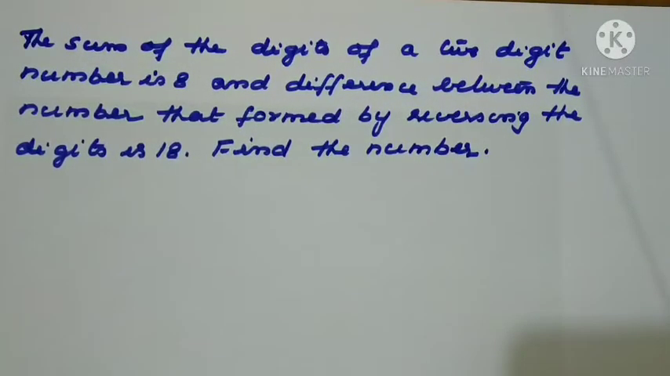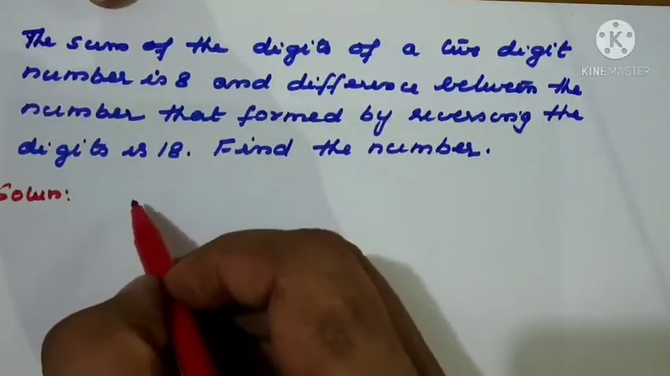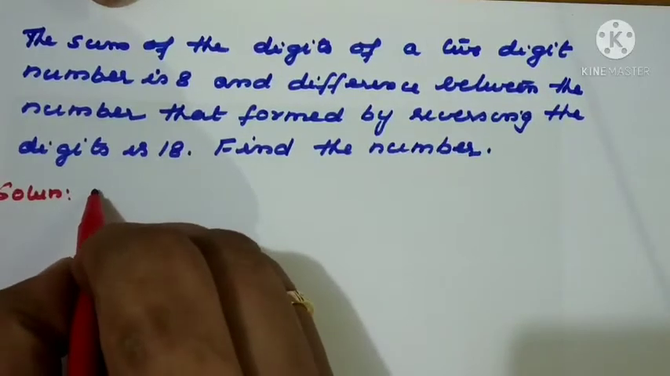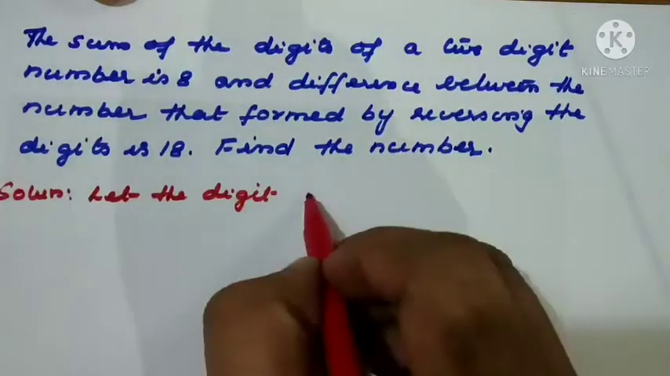The sum of the digits of a two-digit number is 8 and the difference between the number and the number formed by reversing the digits is 18. Find the number. So the sum of the digits of a two-digit number is 8 only. Now I already told, for this type of question we should keep some terms, some sentences at the top only, so I will write that first. So let us decide what the number is. So the two-digit number I am taking as xy only. Let the digit at the unit place be y.